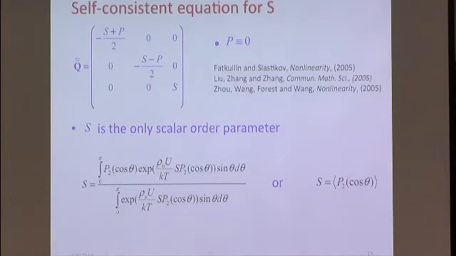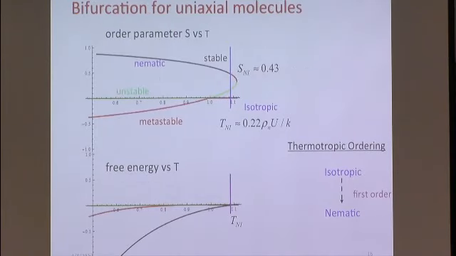So we can simplify our self-consistent equation and only write down the self-consistent equation for the order parameter S. This is really equivalent to S being the average of P2. So here is the solution of the self-consistent equation, very famous. The horizontal axis is the reduced temperature. When temperature is very low, the nematic phase is stable. At high temperature, isotropic. We have multiple solutions, basically 3 solutions at low temperature.